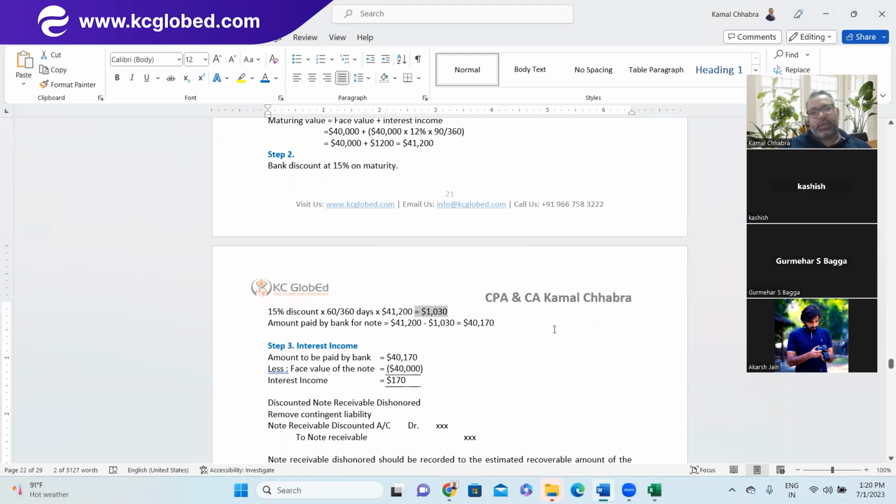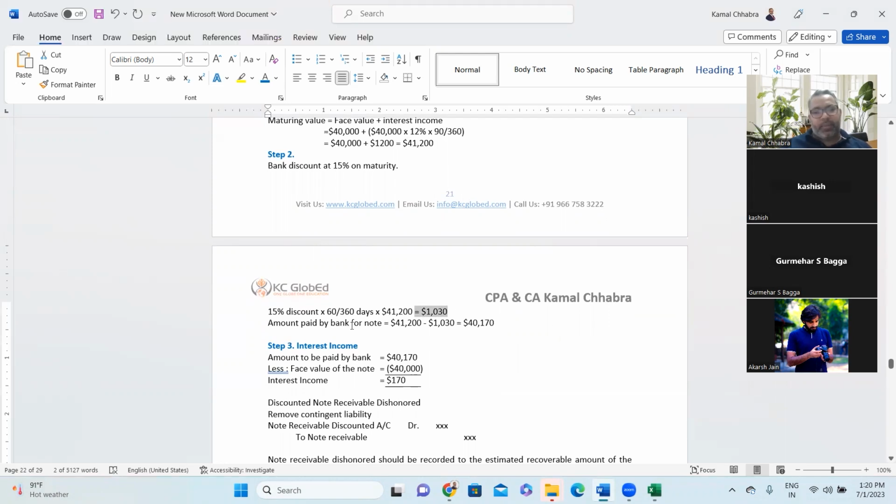Yes, sir. Right? So amount paid by the bank for the note would be face value plus interest minus their bank charges, which is 40,170, and they have paid 40,000 for it. So the interest income will be $170 only. Make sense?